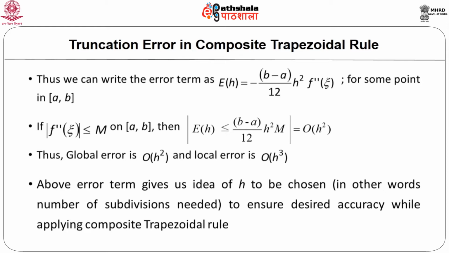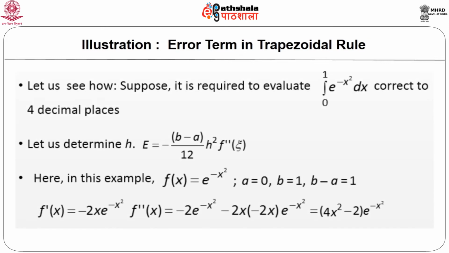So, if we are interested in computing the value of an integral correct to a certain number of decimal places, we can calculate h from this error formula if we can find m, the bound on the second derivative of f on the interval, and we can compute how many subintervals are necessary to apply the composite form. Let us understand this by one simple, very well known example.